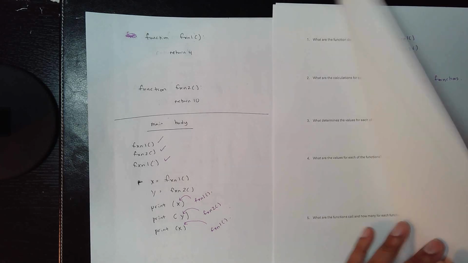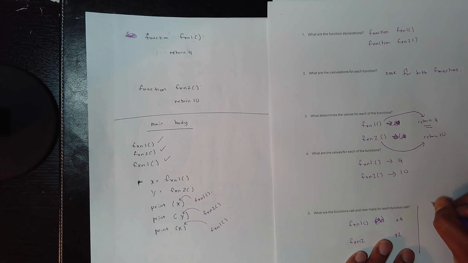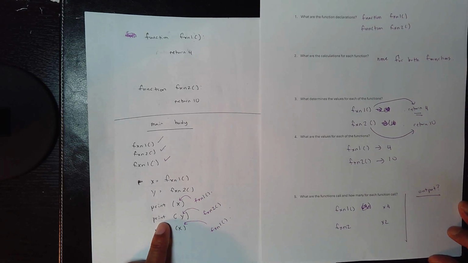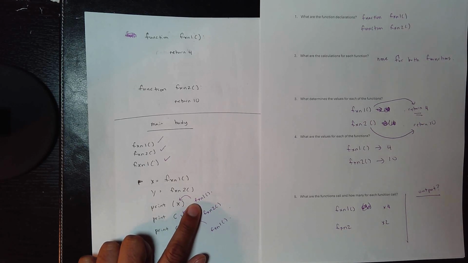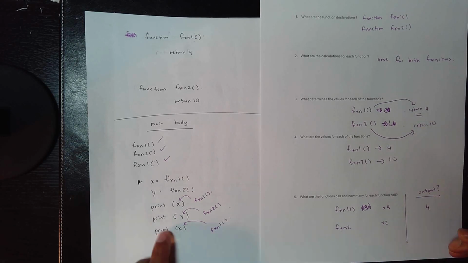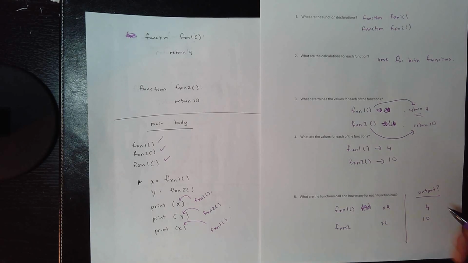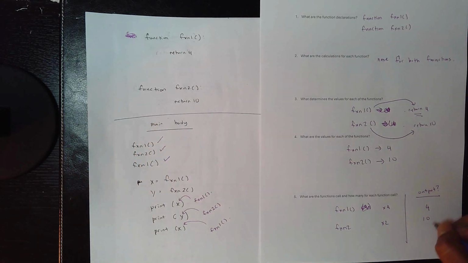Now the other part is, what are the prints? So what are your results and what is your output? Now I'm going to ask you, what is the output? Well, the output is simply looking at the print statement. So what am I printing? I'm printing function 1. Function 1 has a value of 4. I look at the print statement, function 2, it has a value of y, which is function 2, which is what? A value of 10. Again, x is function 1. Function 1 has a return of 4, which is the value of 4. And that is my output.